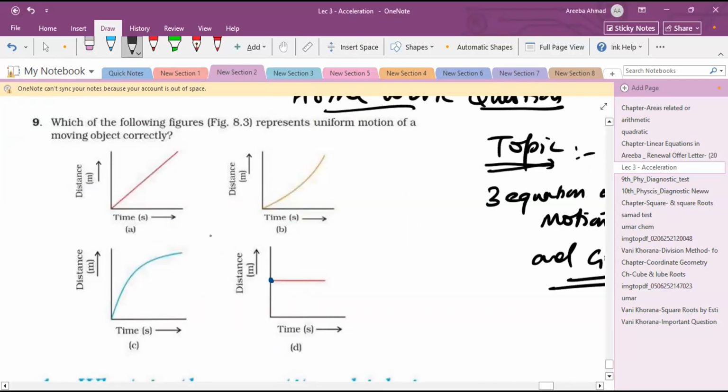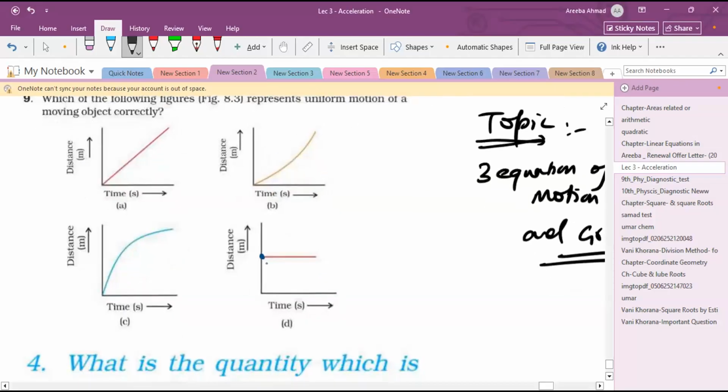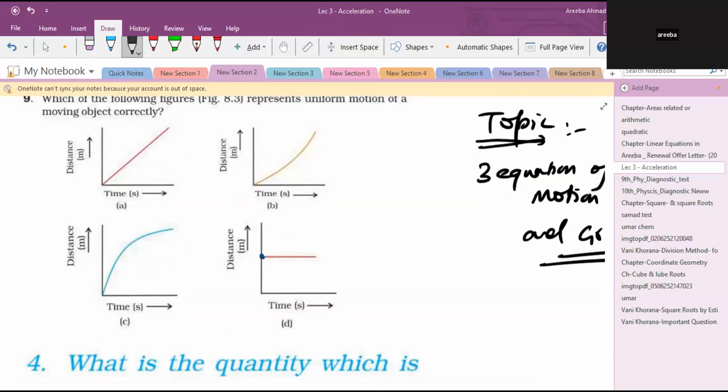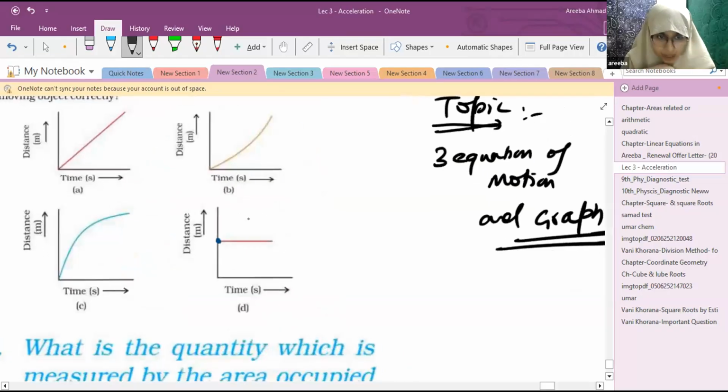The rest two graphs are for uniform acceleration, and this one is for deceleration. What is the D graph showing? Can anyone tell me? Yes, D, ma'am. But what is this signifying? Ma'am, the D graph shows that it goes zero distance depending on time. Perfect, very good.